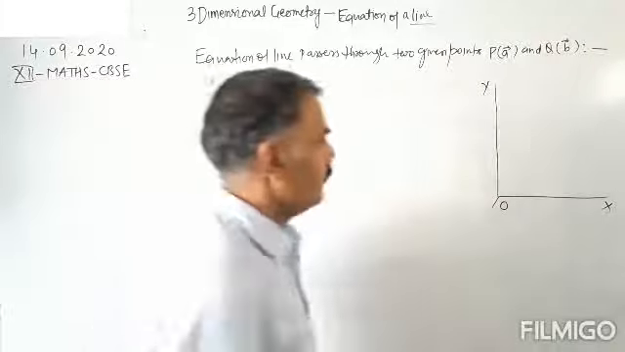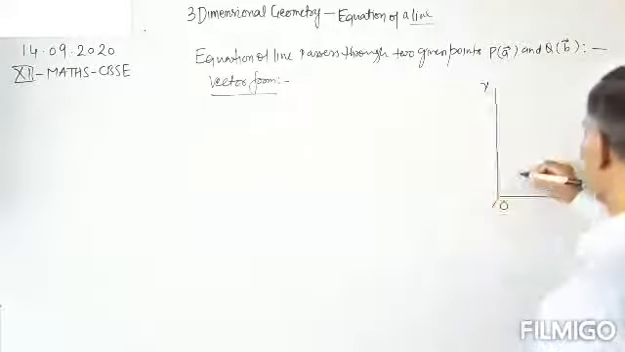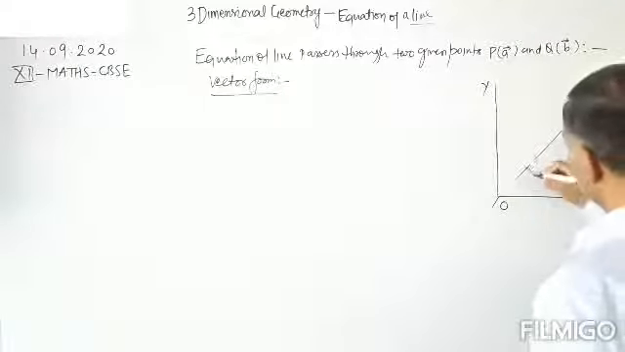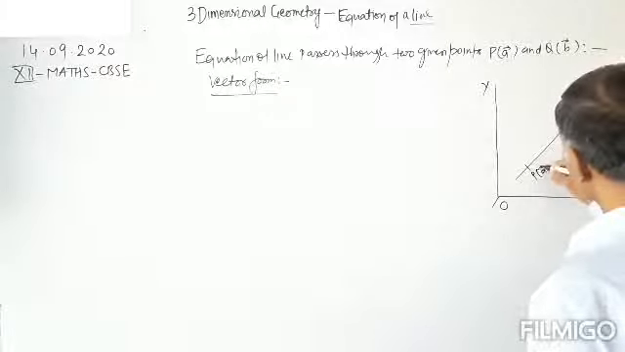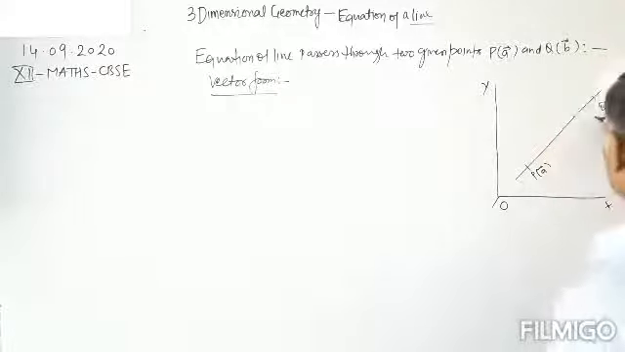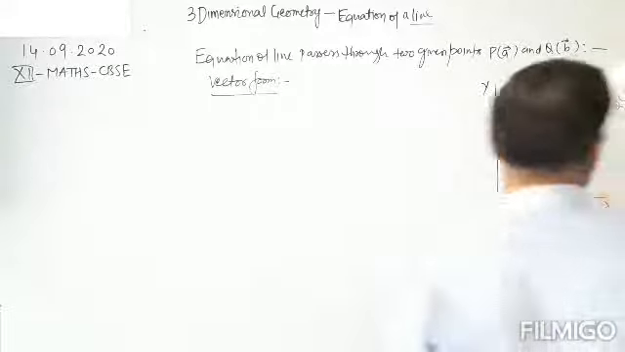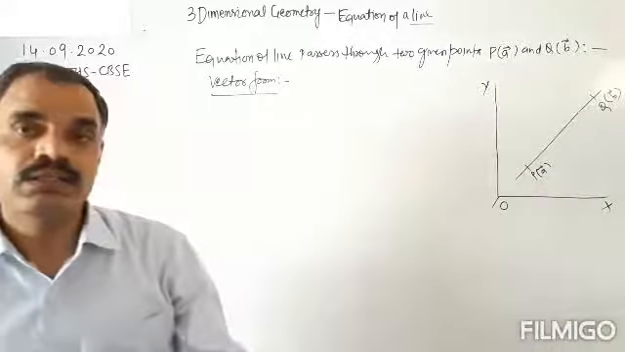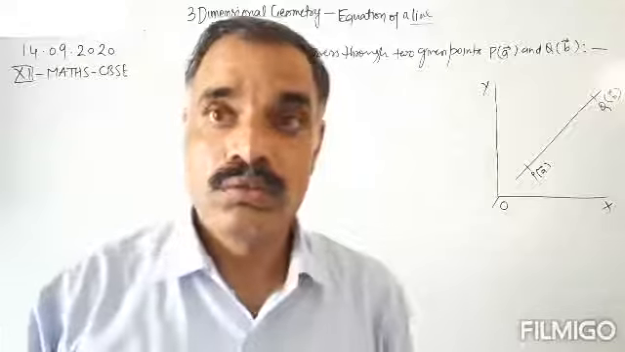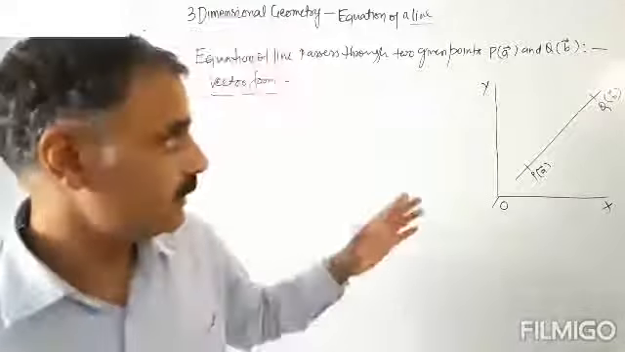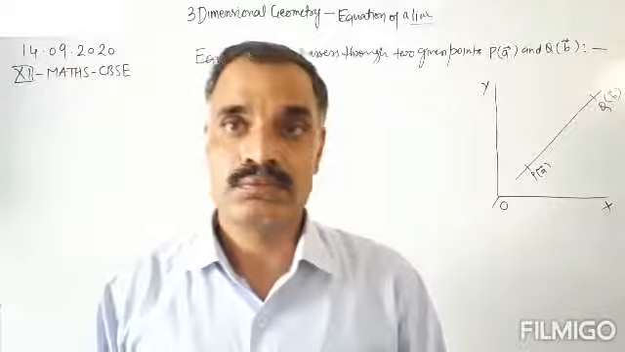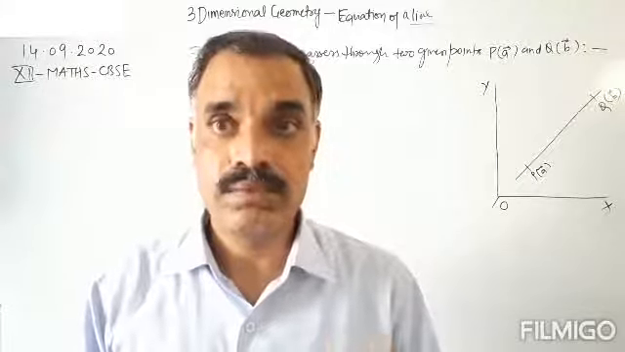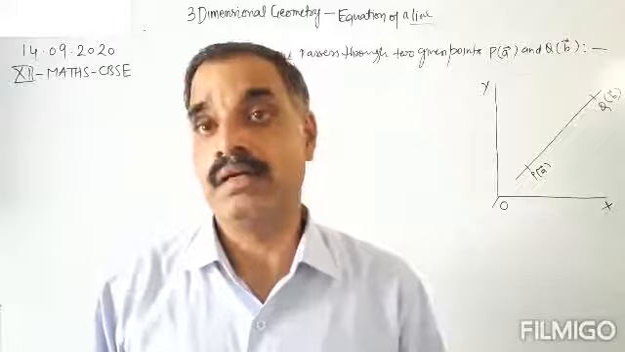Okay, so in vector form, this is the line PQ. These are 2 points: P, whose position vector is a vector, and Q, whose position vector is b vector. We have to find the equation of line PQ whose position vectors are given: P a vector, Q b vector.